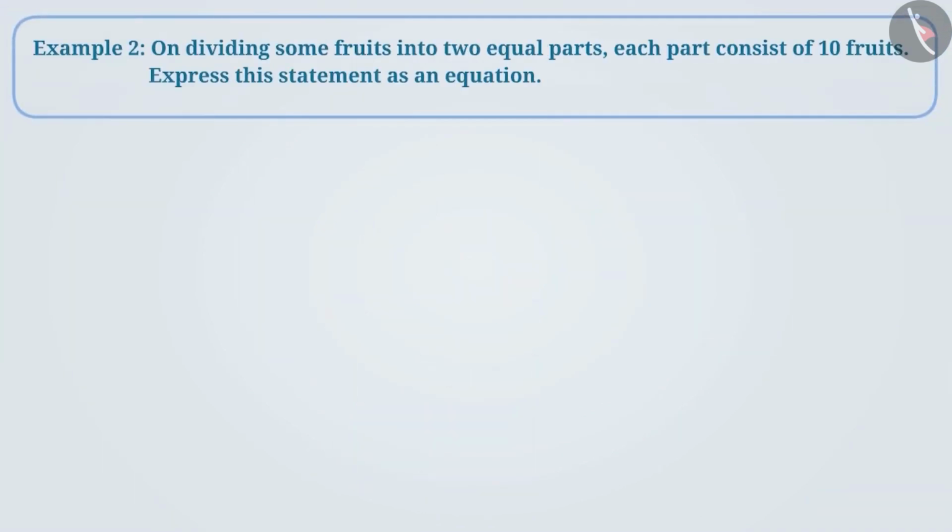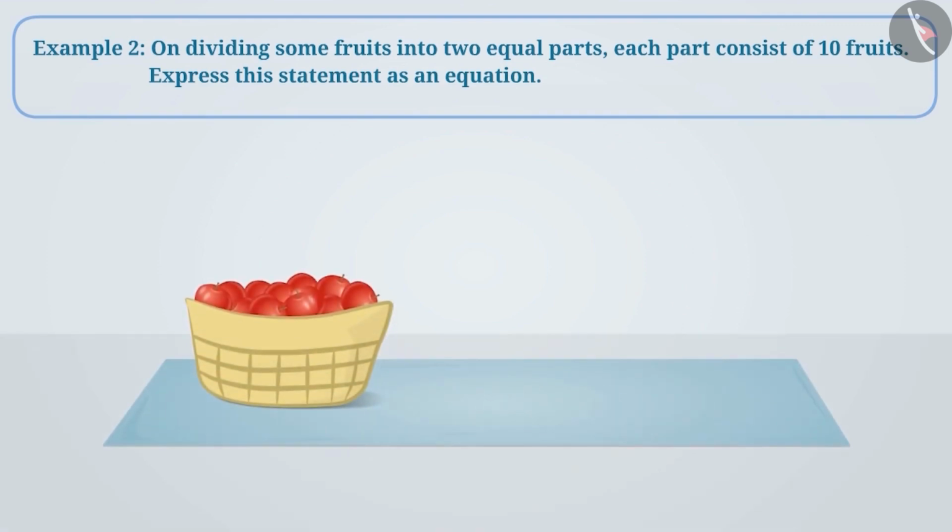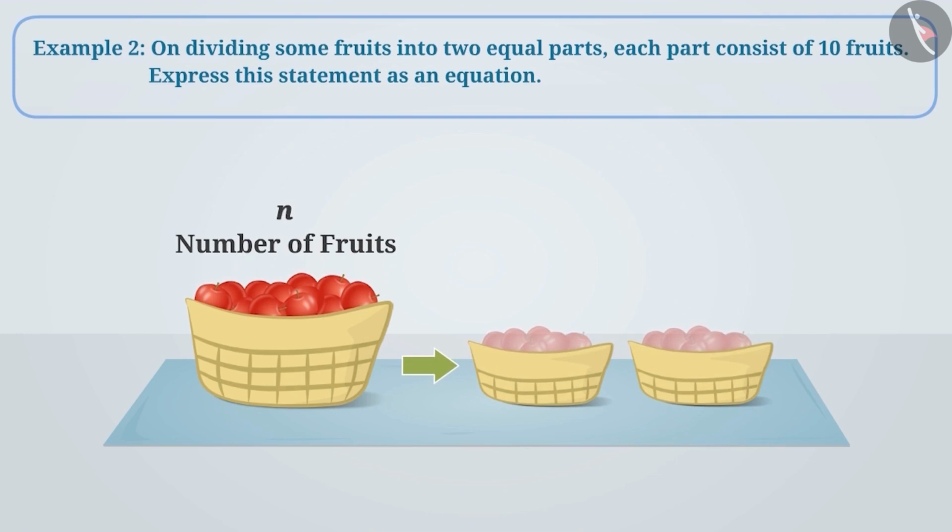Next example. On dividing some fruits into two equal parts, each part consists of 10 fruits. Express this statement in the form of an equation. Here, we do not know the number of fruits. Let us represent it with the variable n. We have to make two equal parts of n fruits. Thus, we have to divide n fruits by 2. In this way, the number of fruits in each part is n by 2.